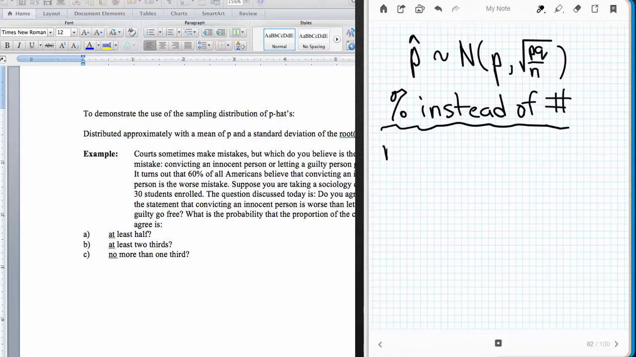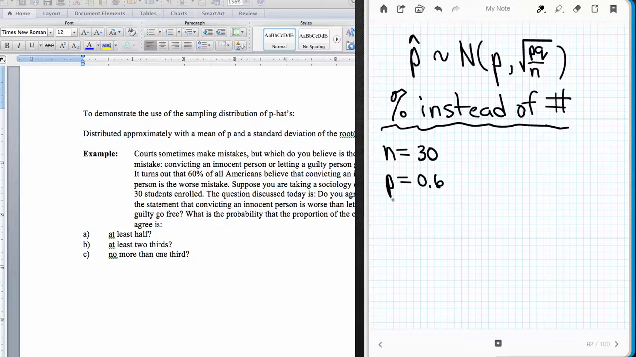So I'm still going to sit here and say, okay, what's my n? Well, the n is the 30 students that are enrolled. What's my p? Well, my p is the proportion of all Americans that think that it's worse to convict an innocent person. And we can see that n times p is greater than 5. n times q would be greater than 5 as well. And so we definitely have the binomial conditions met.